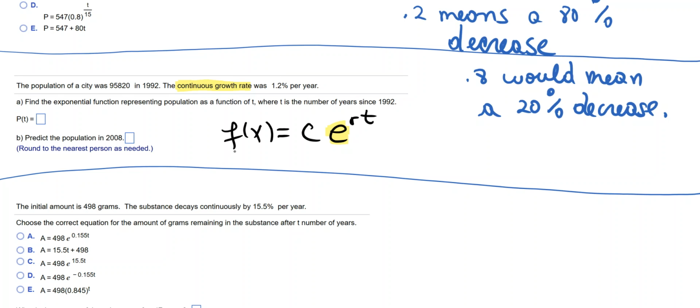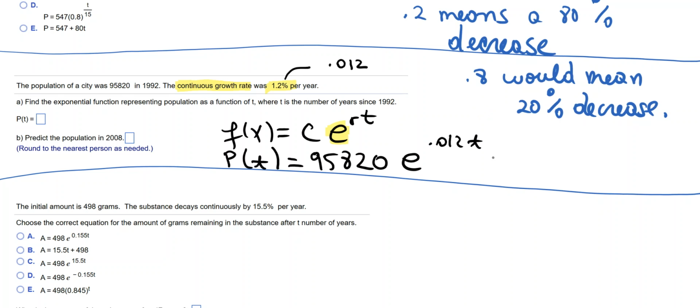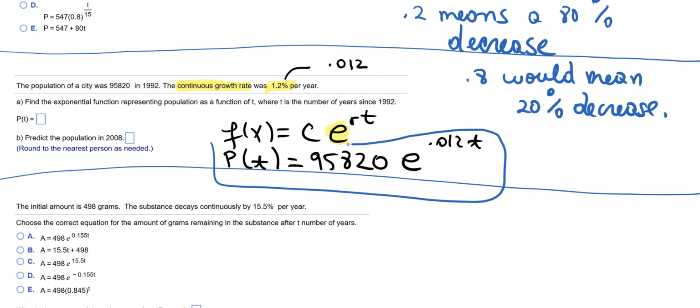So let's fill in what's given. In our case, the function is called p of t. The initial amount was, it says that initially in 1992 there were 95,820. And then I copied the y, and then the rate. I need to put in the rate as a decimal. So I looked at the rate is 1.2%. So transforming that into a decimal, I get 0.012. So this is what goes in here, 0.012t. Okay? So this is the final formula that we're going to work with. So every time you hear continuous, this is the formula you're going to use.